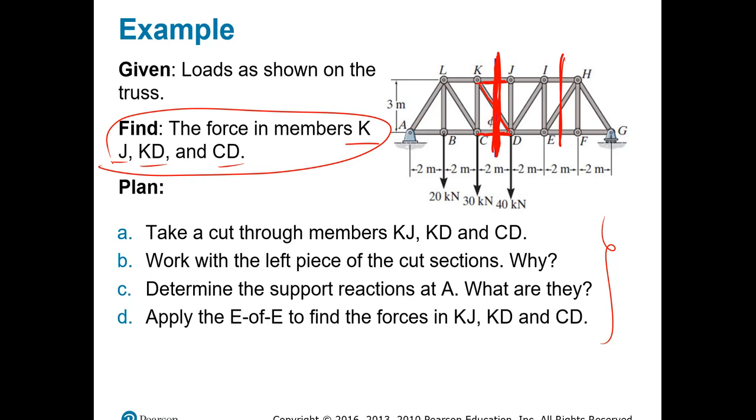Once you have that, you will have two pieces. Which one should you work with? Right here it says to work with the left piece. Why? Well, it's very simple. You have fewer members involved, fewer forces, and if I look at it, you only need to do a simple sum of forces in order to get support reactions. Then you need to do a sum of moments, and to me it seems like it's going to be easy. Let's see.